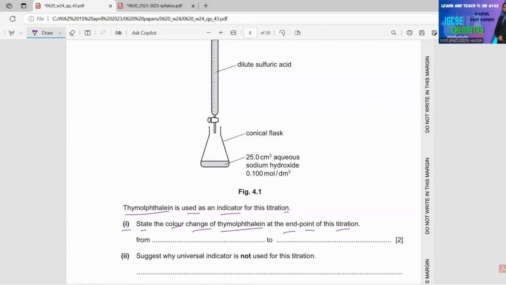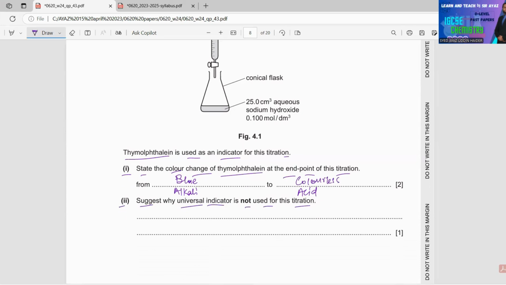This is something which you have to remember. In alkali, it must be blue. So you are having alkali initially, and to the alkali you are going to add acid. So the final color must be the color in acid. So it's turning from blue to colorless. It's colorless in acid. Blue to colorless. Number two, suggest why universal indicator is not used for this titration. You may have too many color changes here.